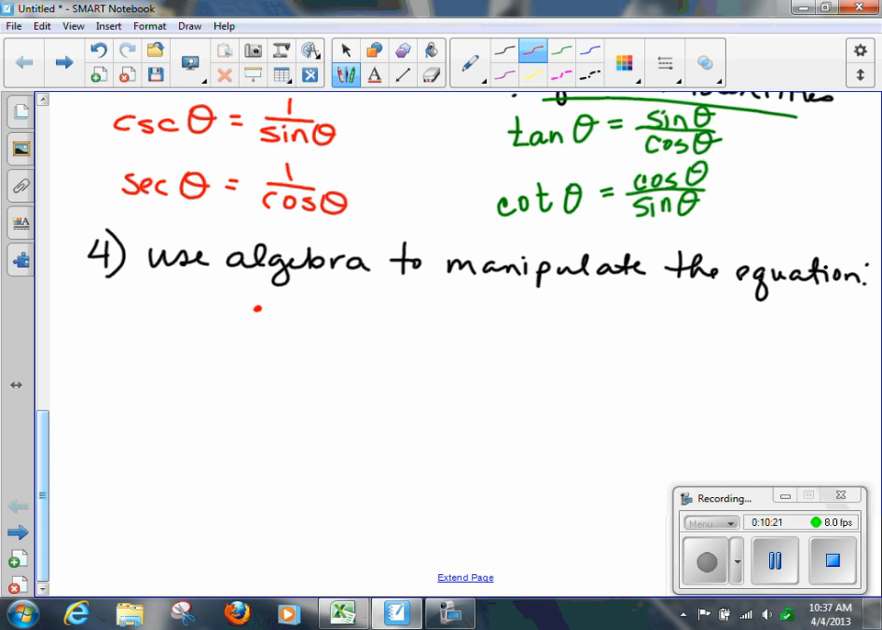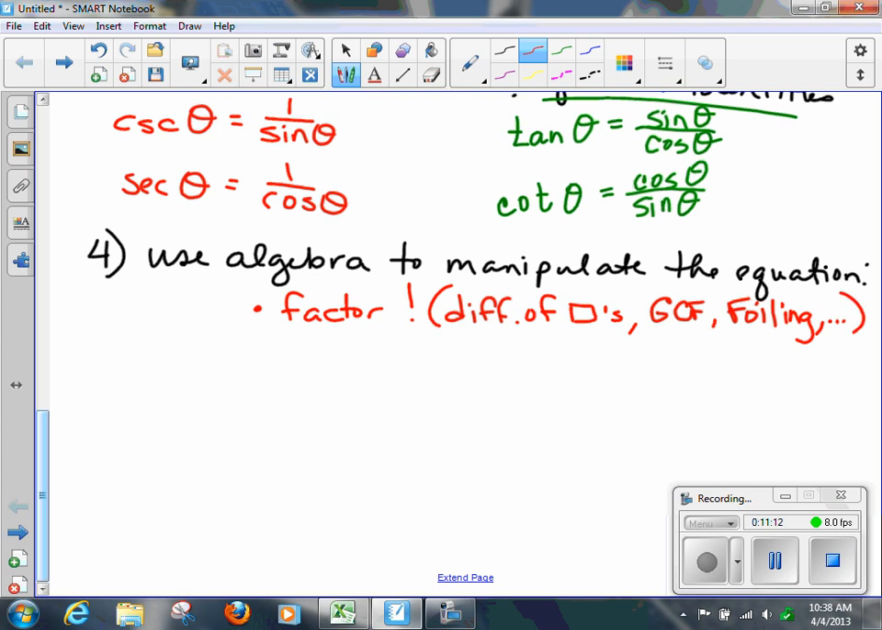If you were to see 1 minus sine squared theta, what do you have to do to that? It's a difference of squares. Sometimes we're going to have to factor. We end up factoring a whole bunch. We use difference of squares a lot. And on one of those problems from yesterday, you had to factor out the GCF. Sometimes you have a perfect square trinomial where you have to FOIL it out. A lot of factoring.